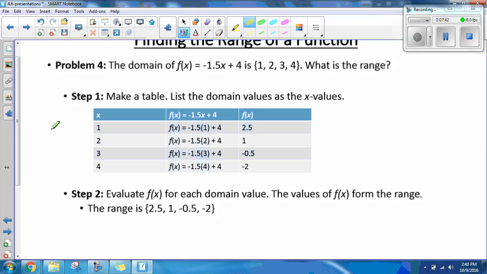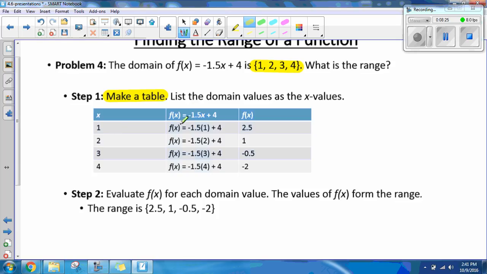Problem 4, the domain of f of x equals -1.5 times x plus 4 is 1, 2, 3, and 4. What is the range? Notice the domain is written in set notation with the curly brackets. These 4 are the only numbers that are our x values. We want to figure out the range using these domain values. So first you need to make a table, list all the domain values as the x values. Then we write our function as our range to figure out our range, and we substitute for each domain value.